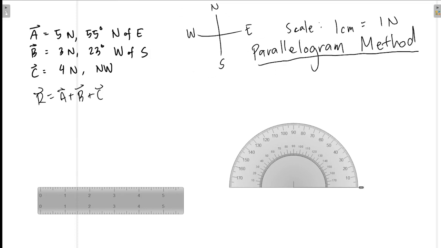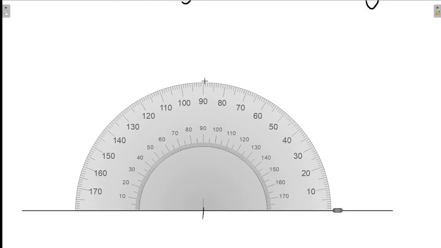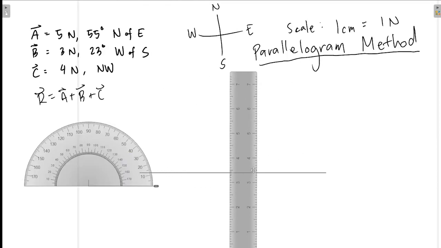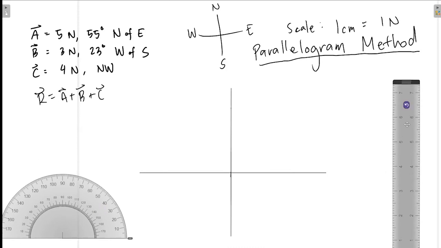Okay, so we have our directions here, north, east, south, west, para sa ating pag-graph ng vectors natin. And we have our scale. The scale that we will use is 1 centimeter is equal to 1 Newton to represent our vectors. Okay, so we begin by drawing our axis. Okay, so this is our axis. Now, the first step in using parallelogram method, we will still first draw vector A and ito-draw natin siya.